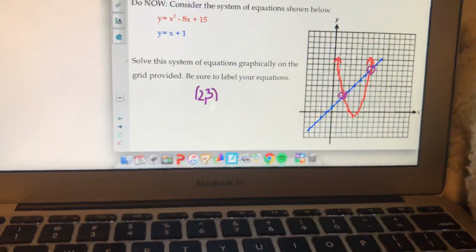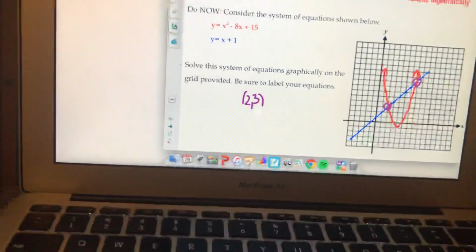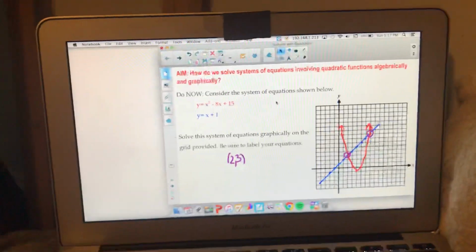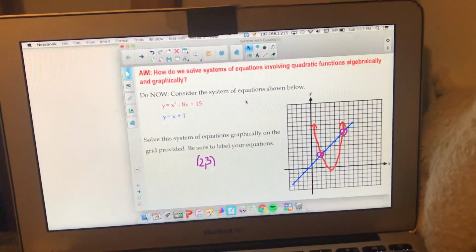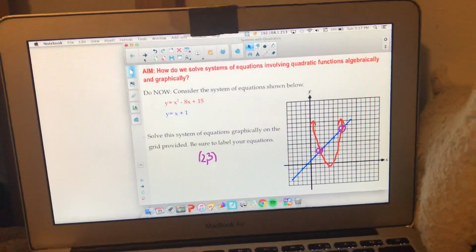So that was graphically, straightforward, a straight calculator question. Thank you, New York State, whenever you put a graphing calculator on the Regents for us. But we're bigger and better than that.